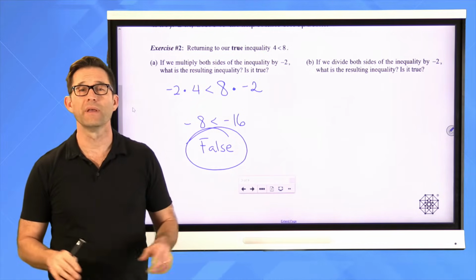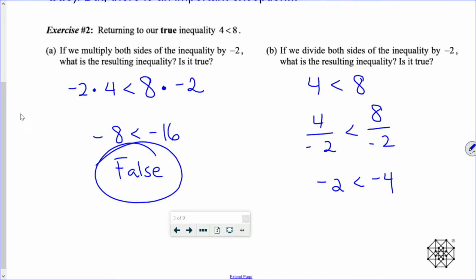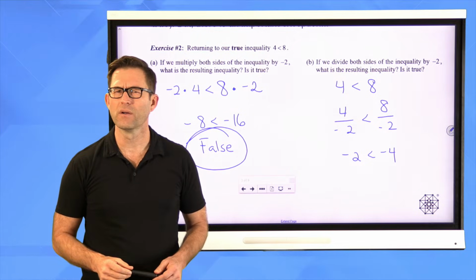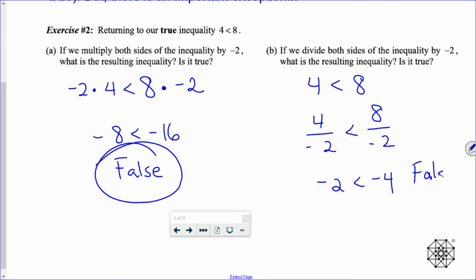Let's actually look at letter B as well. If we divide both sides of the inequality by negative 2, what is the resulting inequality? Is it true? So again, we have this true inequality, 4 is less than 8. What happens if I divide both sides by negative 2? Is this still true? 4 divided by negative 2 is negative 2. 8 divided by negative 2 is negative 4. Negative 2 is less than negative 4. That's actually false.